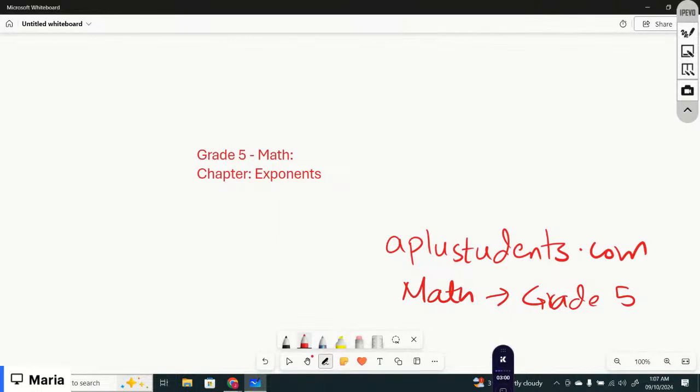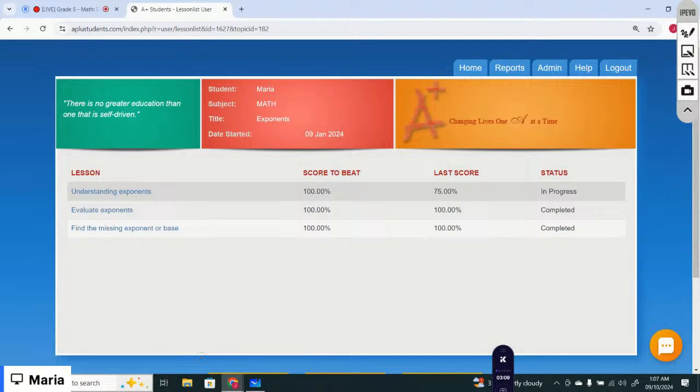So please make sure you have your notebook and pencil so that you can note down the important examples and definitions as well, right? Okay, here I am on grade 5 math. The chapter we are on right now is exponents. Let's just start with the first lesson, that is understanding exponents.